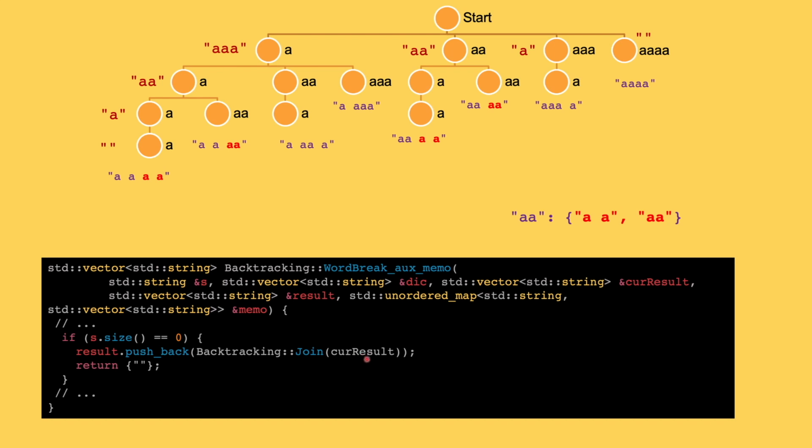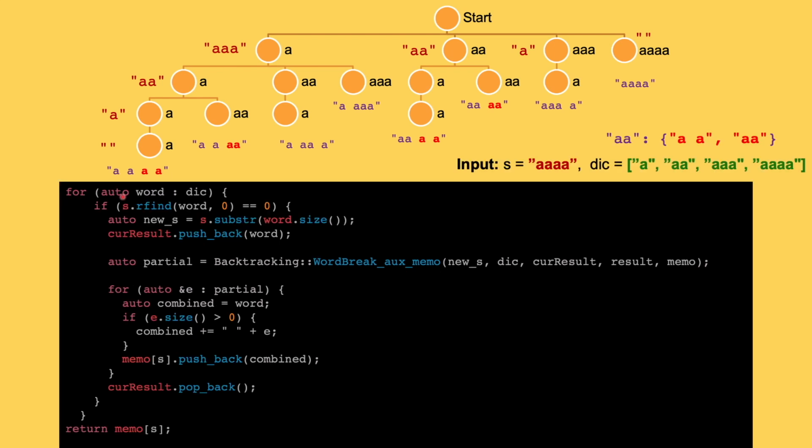So all you need to do is convert the current result to a string and push that string directly inside your final result. And your return value, because our input was an empty string, is just a vector of empty string. And finally, if the value was not in the map, then we have to actually evaluate each child separately. So that is our for loop, the familiar DFS loop.